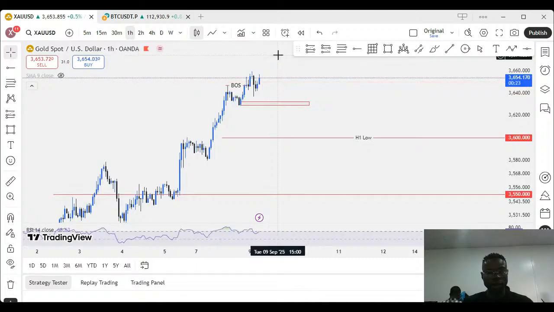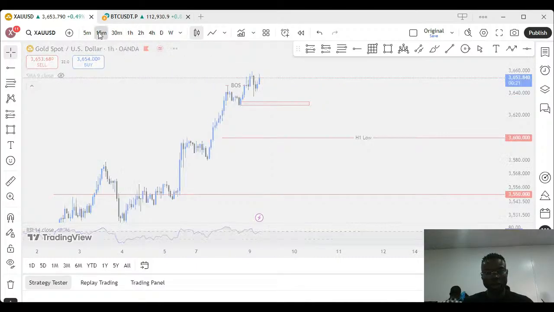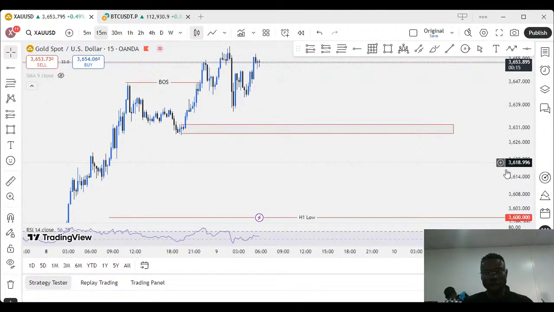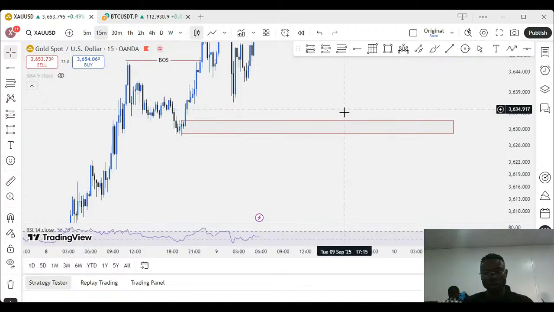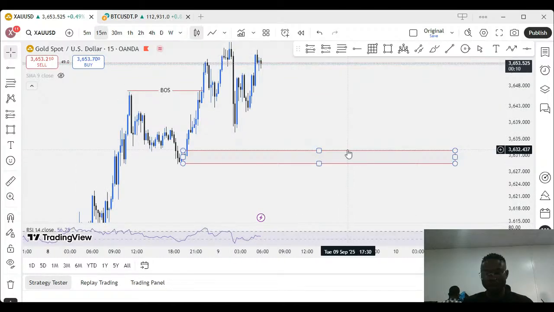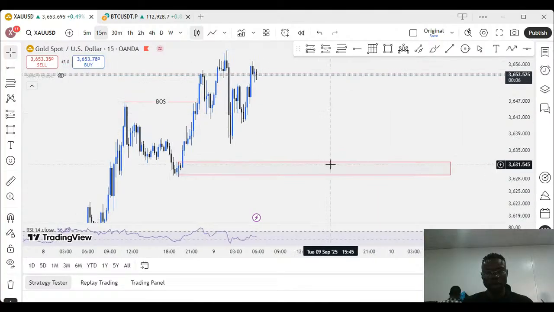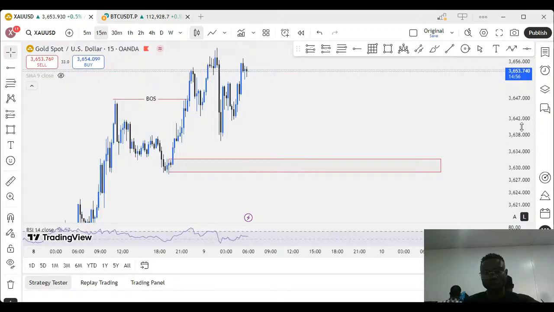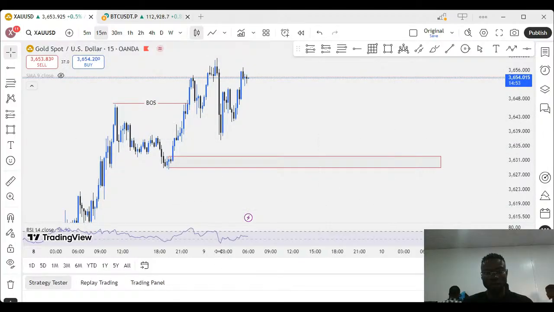On this 15-minute time frame, I'll be expecting the market to come back to this level here of 3,630, which is also a psychology level in the market. So I expect the market to come down to this place, retest it and buy up. And if the market breaks this level, definitely our setup is not valid, and the market wants to start the pullback movement.